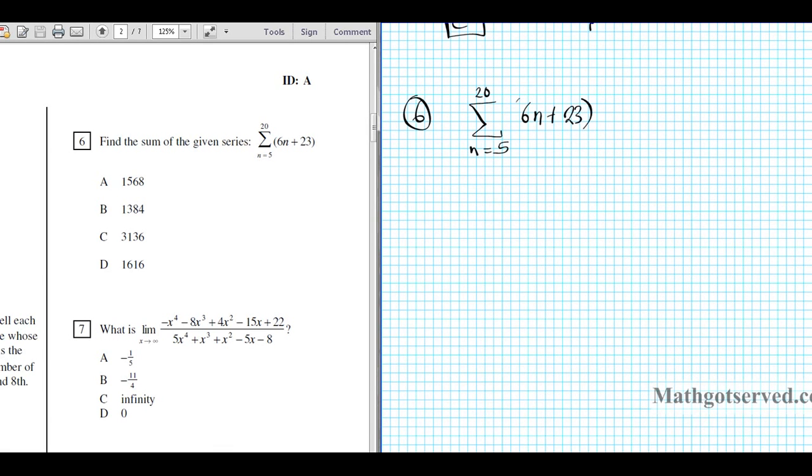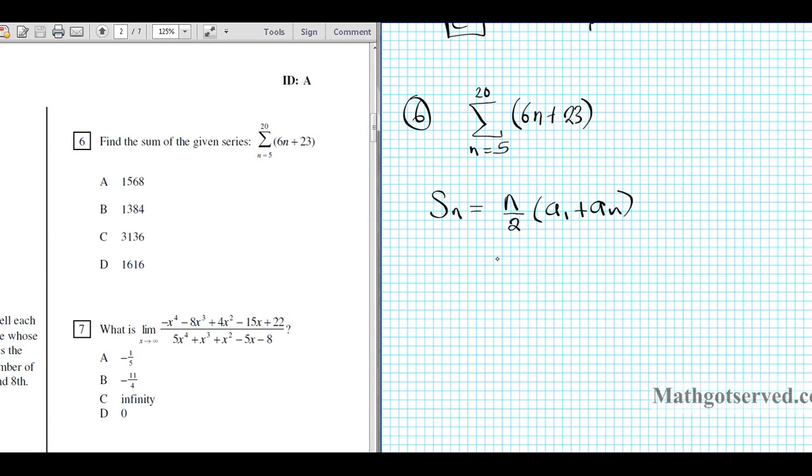Now, this series is an arithmetic series because the variable is not exponentiated. If the variable is in the exponent, then it will be a geometric series. Since it's an arithmetic series, we have to use the appropriate formula for the sum of n terms of an arithmetic series. S of n is equal to n over 2 times a1 plus an.